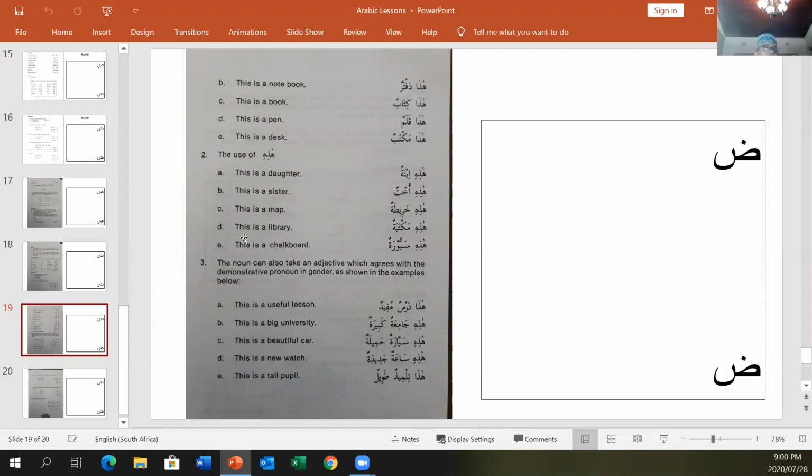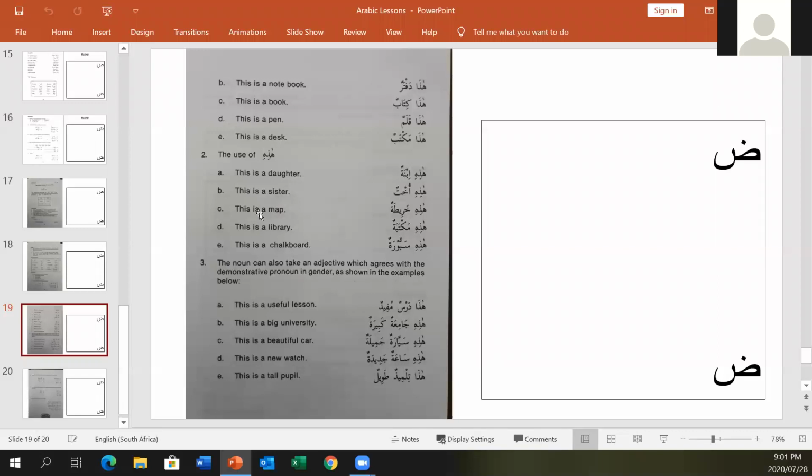Then number two, just to guide us through that one again. Hadihi is used for feminine things, feminine nouns. Hadihi ibnatun. Why? Because daughter is feminine, therefore it's not hadha but hadihi. Then the next one is hadihi ukhtun. This is a sister, because sister in this case is feminine.